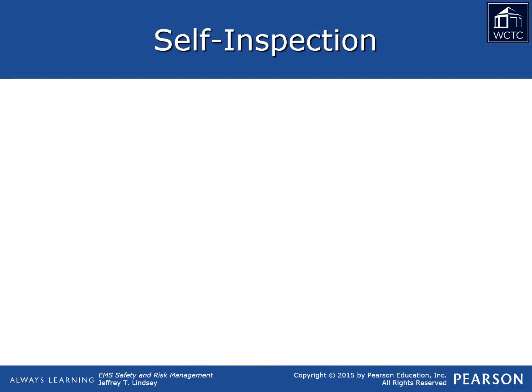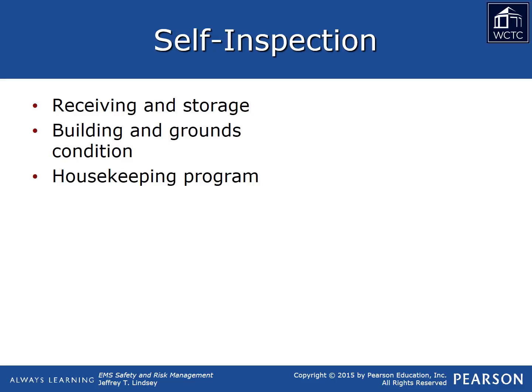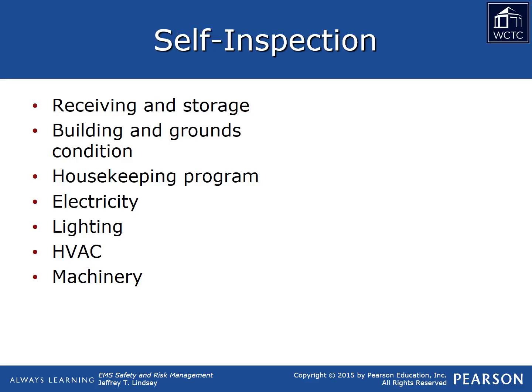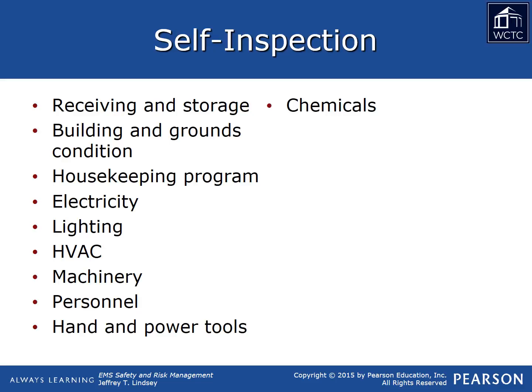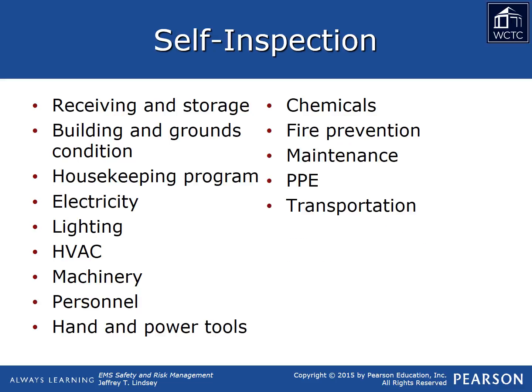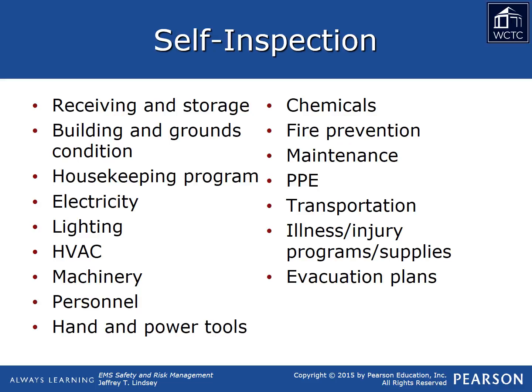When conducting a self-inspection, look at your receiving and storage, building and grounds, housekeeping, electricity, lighting, HVAC, machinery, personnel, hand and power tools, chemicals, fire prevention, maintenance, PPE, transportation, illness or injury program or supplies, and evacuation plans. Additional information on these different self-inspection categories is available within your textbook.